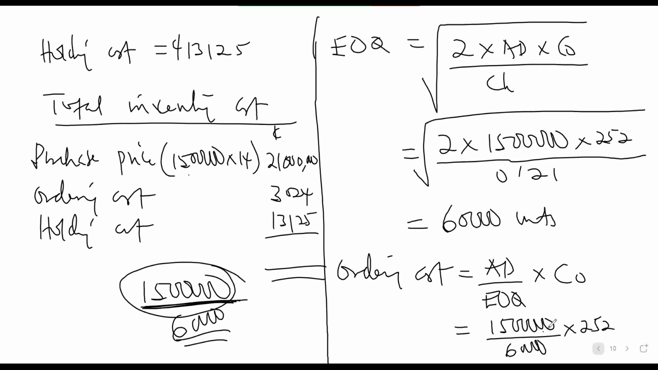What you have to do is just ignore the total purchase price, because it will be the same for the two. Nothing is going to be changing. It will be 21 million against 21 million. Nothing is changing. So we only base our calculation on the holding and the ordering cost. So the holding and the ordering cost will be 16,149 under the current position.